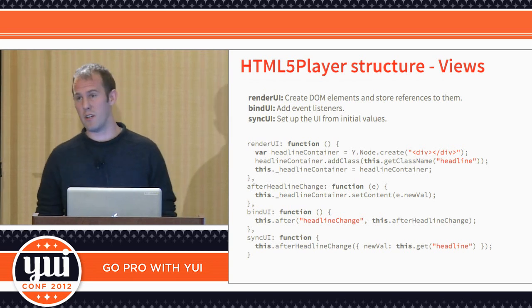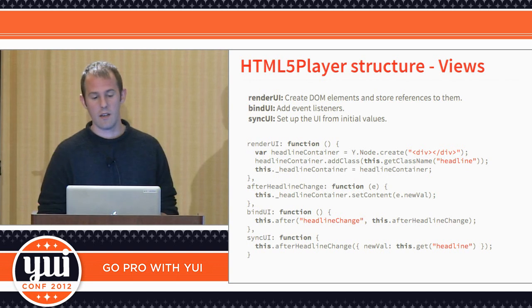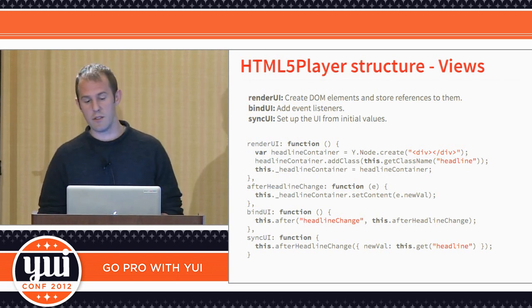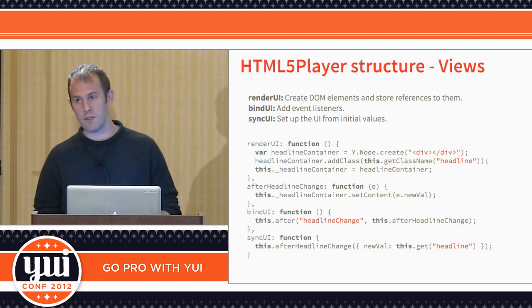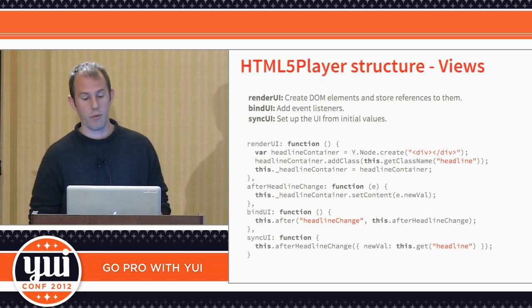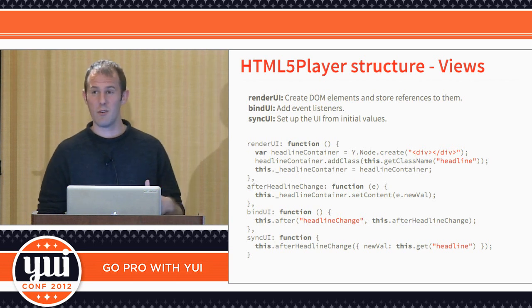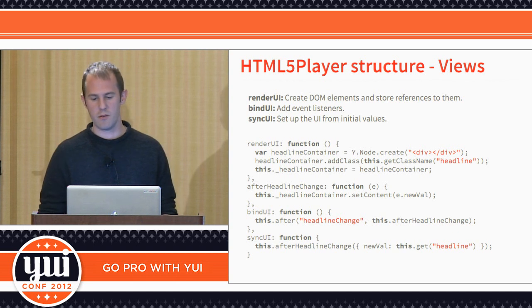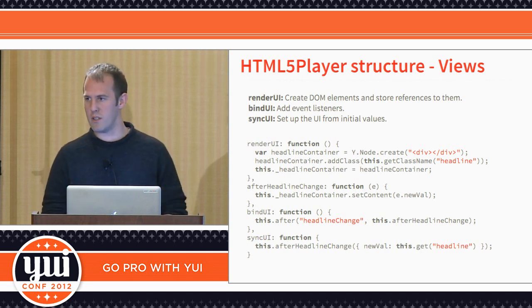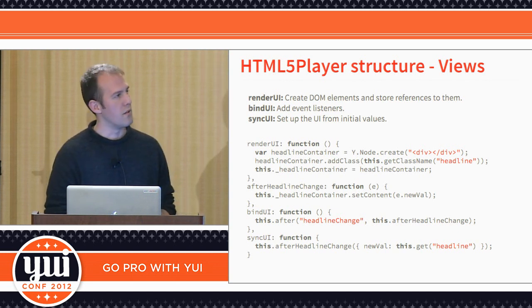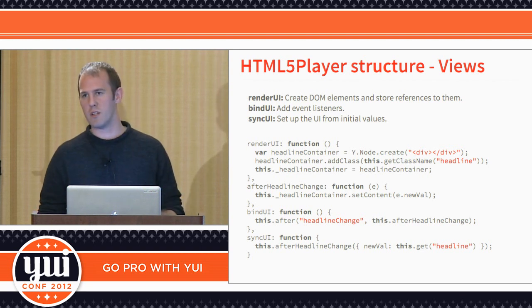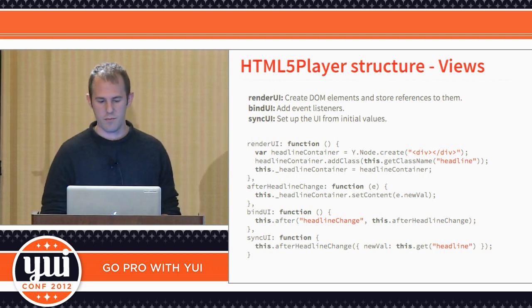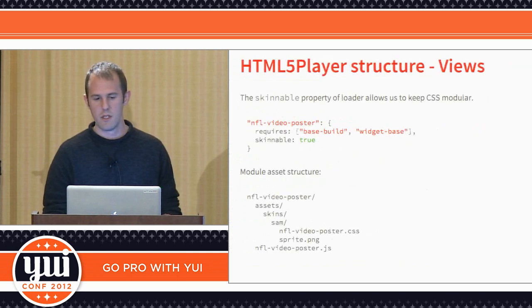For an example of an attribute called headline, we render the DOM in the renderUI method. We give it a specific class name. Then we have an event handler for headline change. In bindUI, we set that handler. And then when syncUI runs, we call that exact same event handler with the new value set to the current value that the player needs to mimic. We use this pattern all throughout the player to keep state in our views.